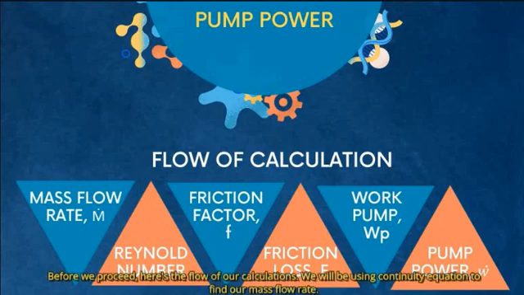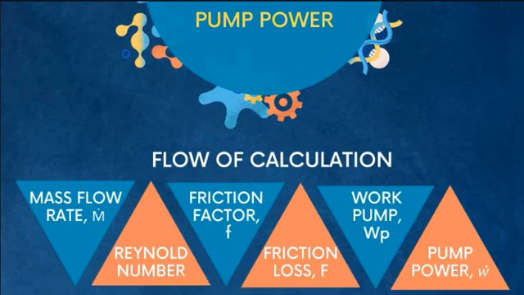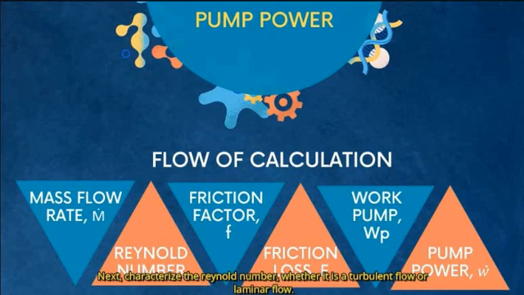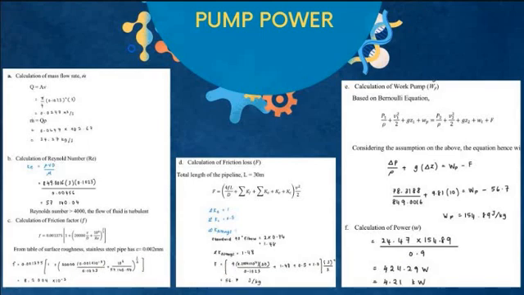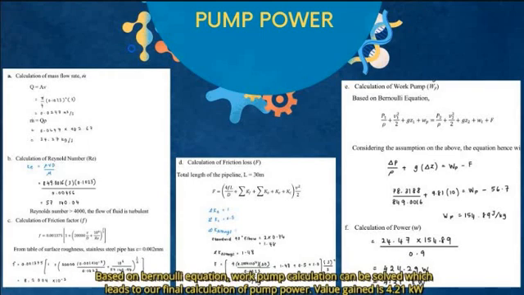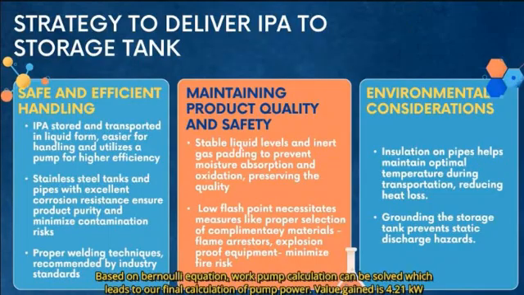Before we proceed, here is the flow of our calculations. We will be using continuity equation to find our mass flow rate. Next, characterize the Reynolds number, whether it is a turbulent flow or laminar flow. By referring to the table, we will be able to calculate the friction factor of pipe flow as well as friction loss. Based on Bernoulli equation, work pump calculation can be solved, which leads to our final calculation of pump power. Value gained is 4.21 kilowatt.